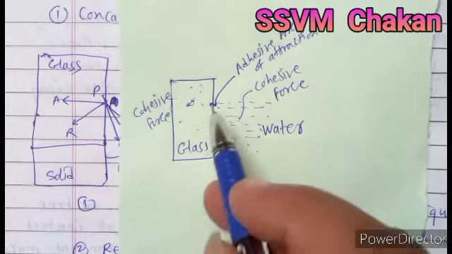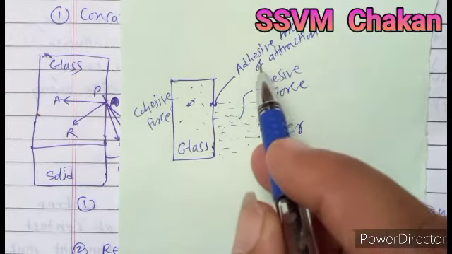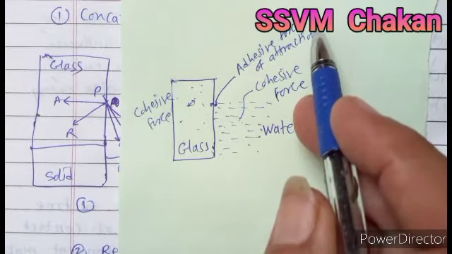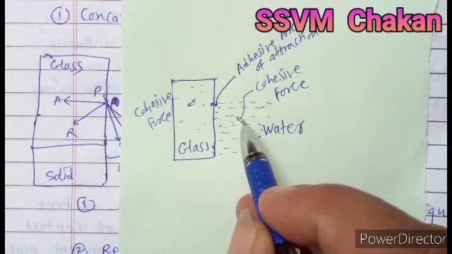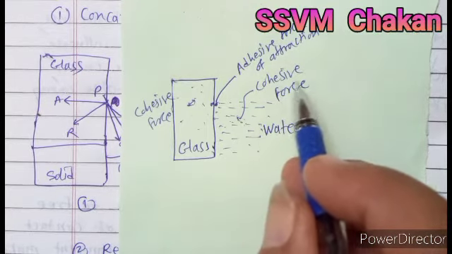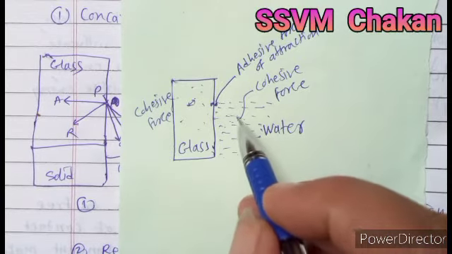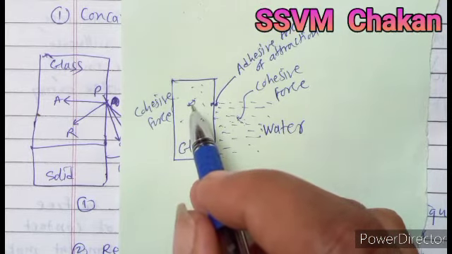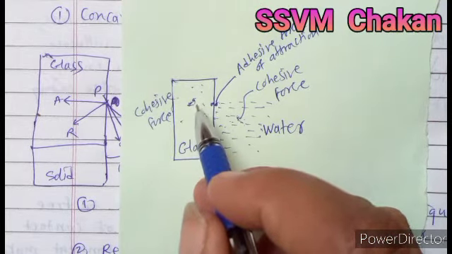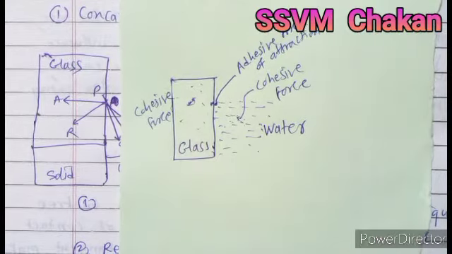So the force of attraction between two different materials is known as the adhesive force of attraction, and the force of attraction between two molecules of the same material is called the cohesive force of attraction. That may be two water molecules or two glass molecules. That is, the force of attraction between two same-material molecules is known as a cohesive force of attraction.